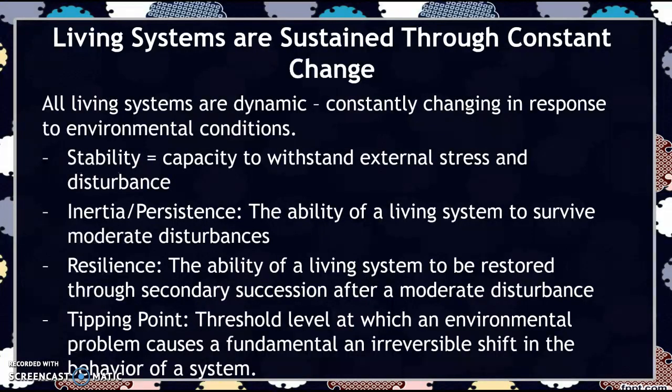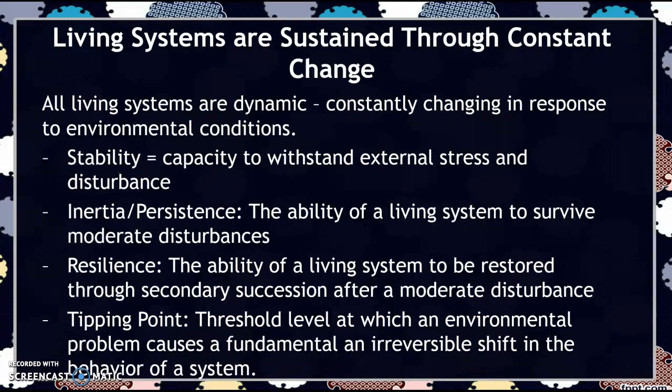So in our minds, we think of stability in nature as a capacity to withstand external stress and disturbance. Not that things are not changing, but just that they're able to respond positively when something changes. Inertia or persistence is the ability of that system to actually survive those moderate disturbances, and resilience is the ability of a system to be restored through secondary succession after that moderate disturbance.